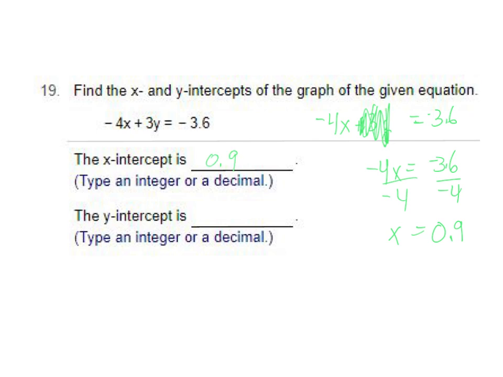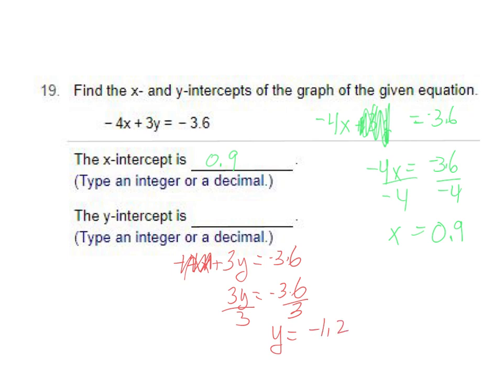If I then switch, to find the y-intercept I let x equal 0. If I let x equal 0, this is gone. And I have 3y equals negative 3.6. And if I divide both sides by 3, y is going to equal negative 1.2.